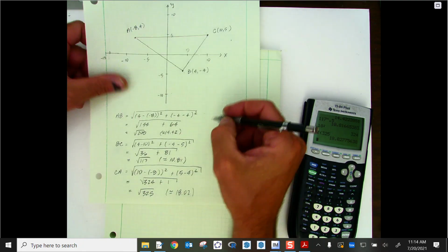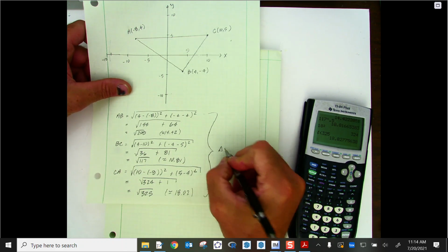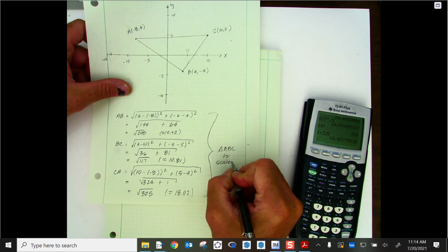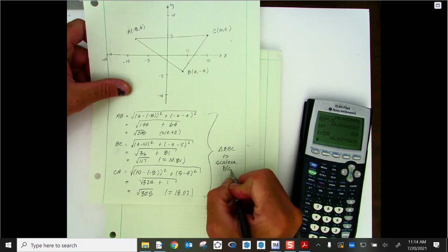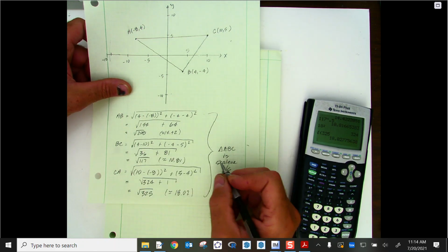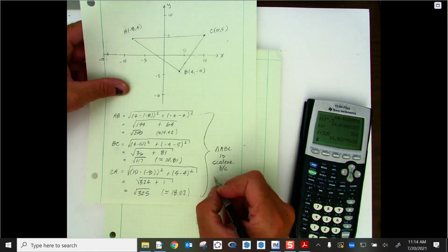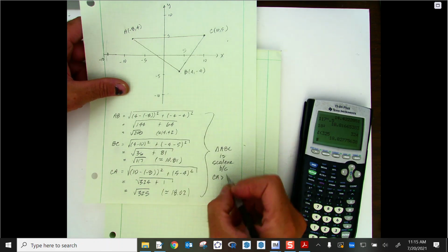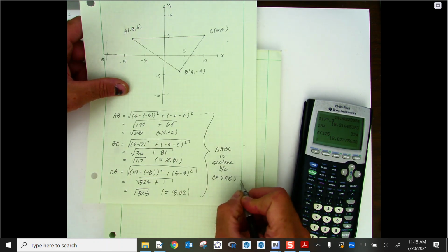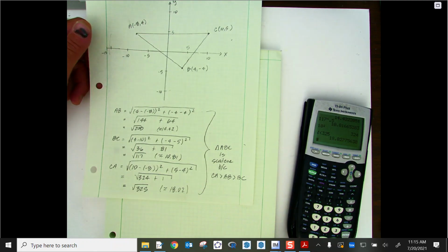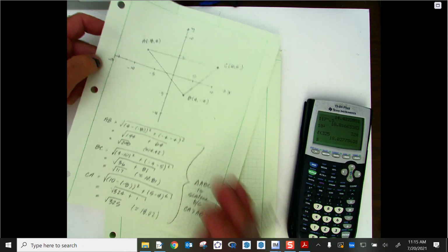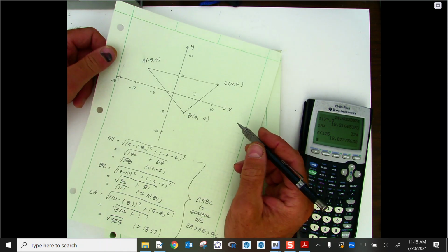And we can say from this that triangle ABC is scalene. The reason is that no sides are equal, so I'll put that as CA is greater than AB, which is greater than BC. And it's strictly greater, not equal. So we definitely have a scalene triangle. The next thing to check is whether we have a right, acute, or obtuse triangle.